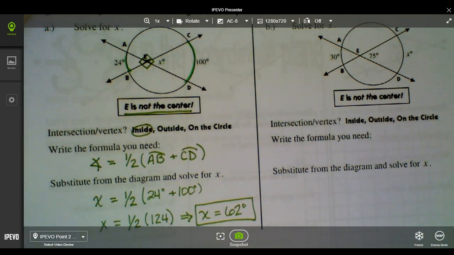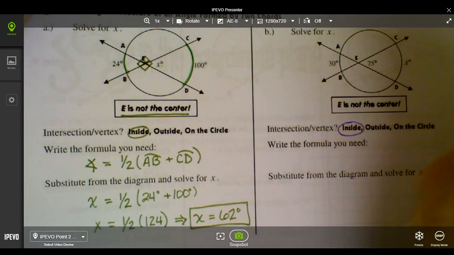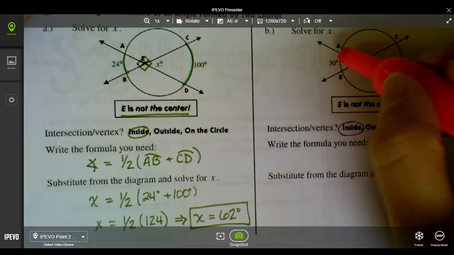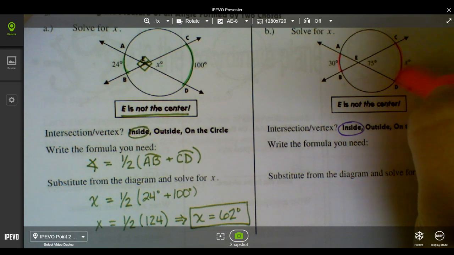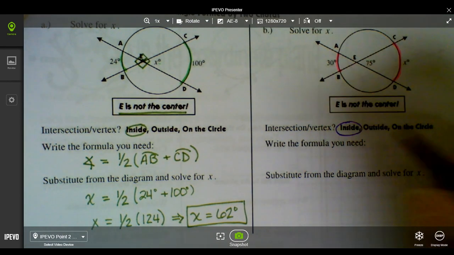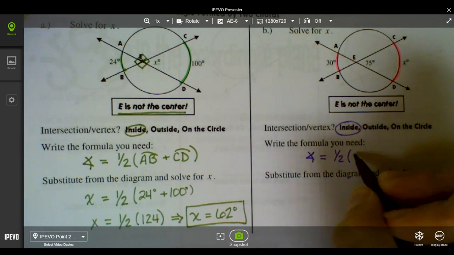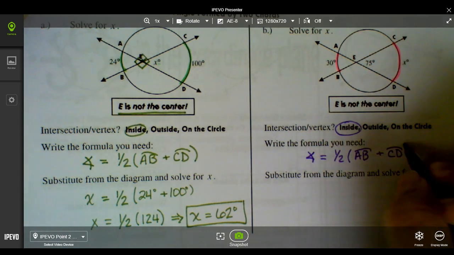All right, moving on over here. This one is similar, but it's a little bit different. They are still intersecting inside the circle, so we are going to be adding. We have the 75 degrees, and the intercepted arcs are going to be these guys. We're still using exactly the same formula that we did the last time. The angle is going to equal 1/2 the arc of AB plus the arc of CD.